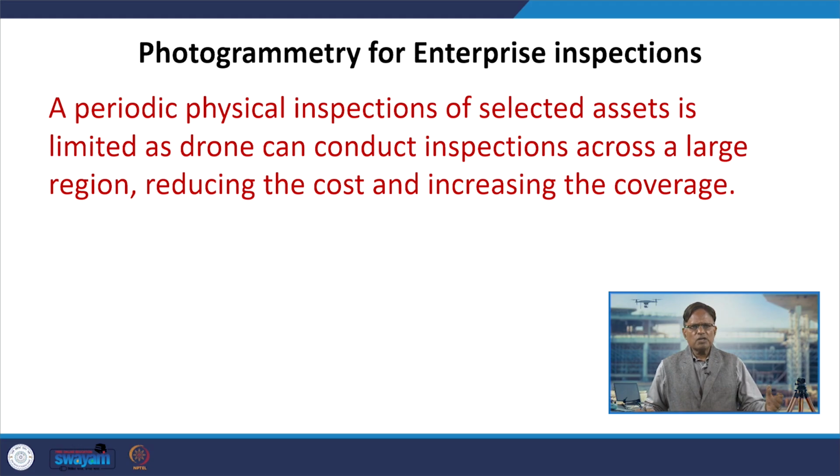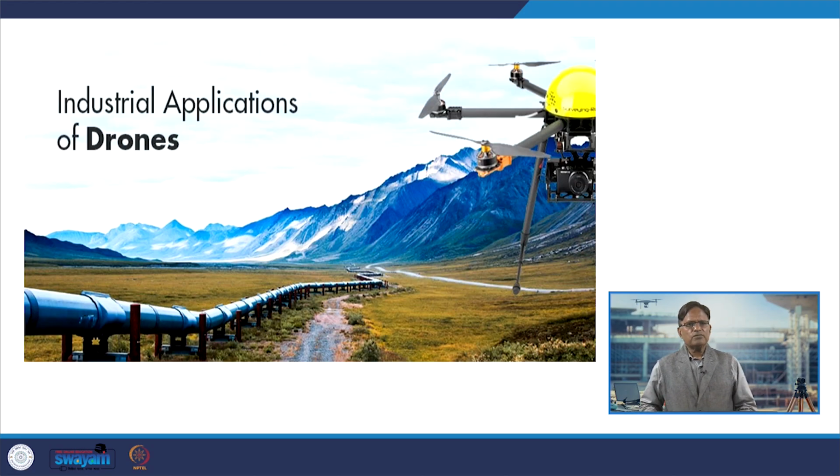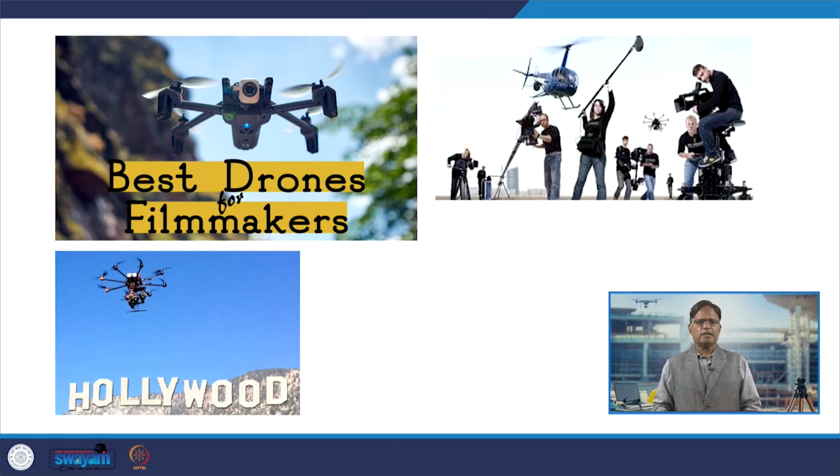So, a physical inspection of the selected site sometimes is not possible due to the topography, or due to the time involved, or the distance from the headquarters. So, the drone will conduct the inspection across a large region and it will reduce the cost and increase the coverage of the area. As we can see here, a very long pipeline is going from one place to another. So, the drone is continuously monitoring if there is any leakage in the pipeline or if the pipeline requires some maintenance repair at any place.